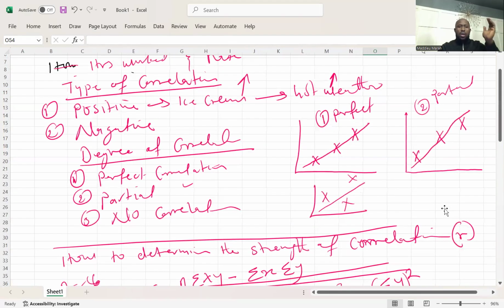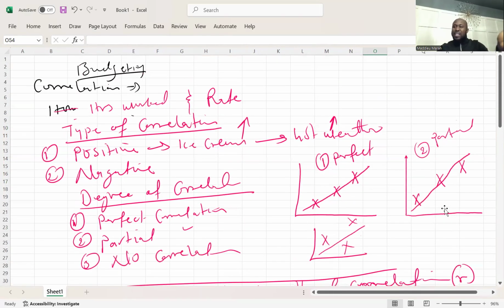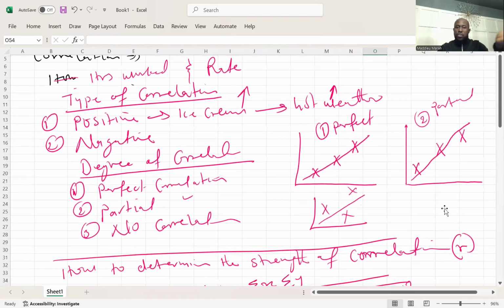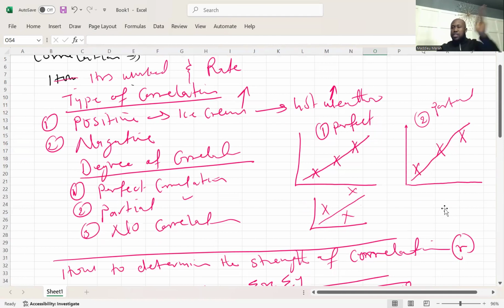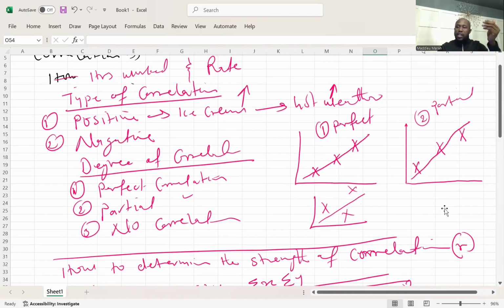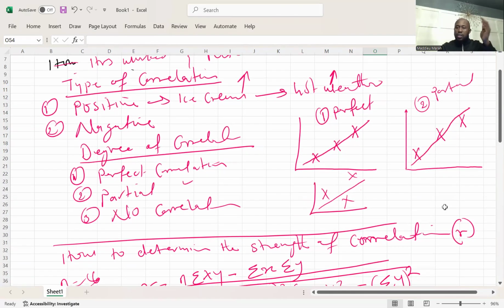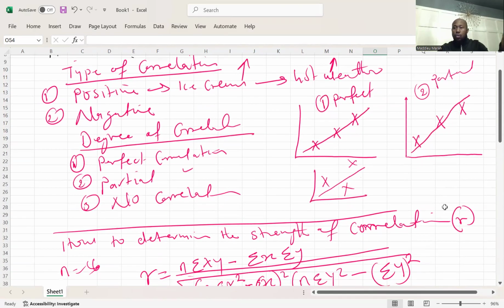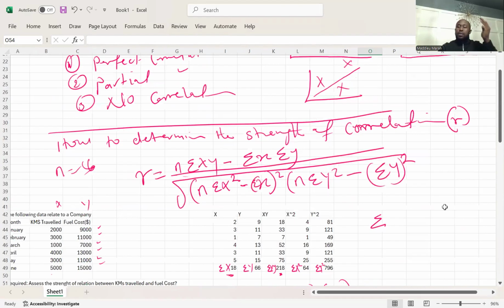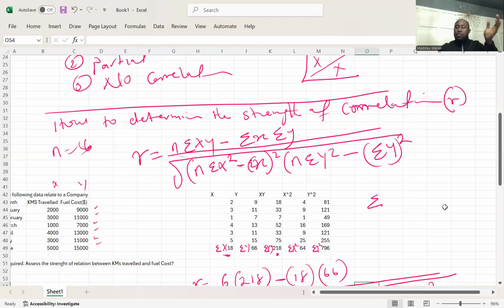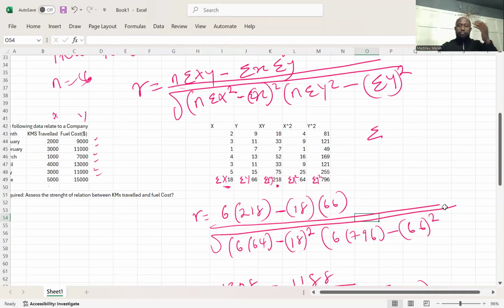Correlation is when two variables depend on each other. The one is independent, the one is dependent. We've seen the demonstration: positive correlation when they move in the same direction, negative correlation when they move in opposite directions, and the degree of correlation. We have perfect correlation, partial correlation, and where there is no correlation at all. And how to determine the strength of correlation, which is R, the coefficient of correlation, using this formula.